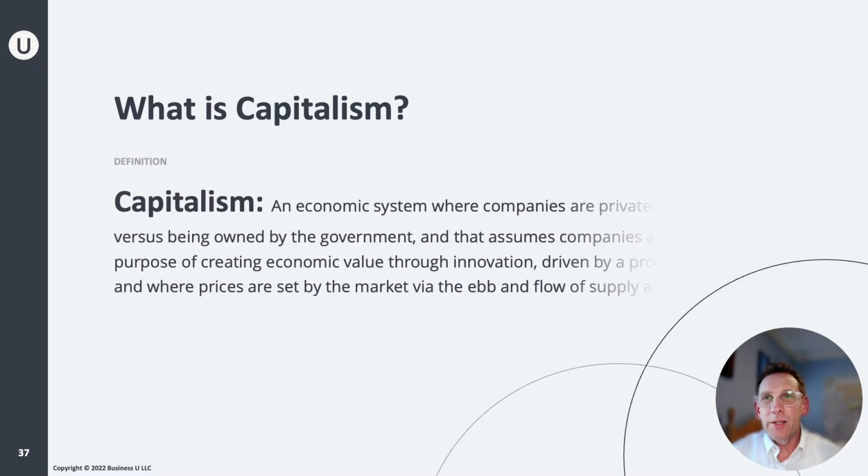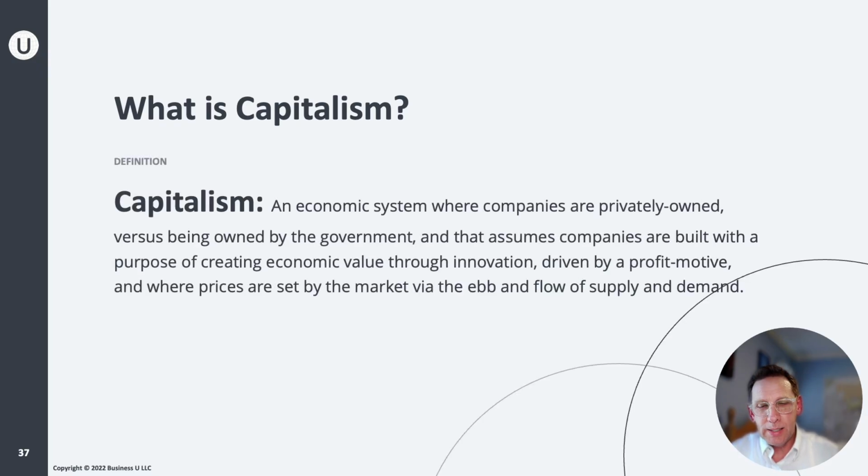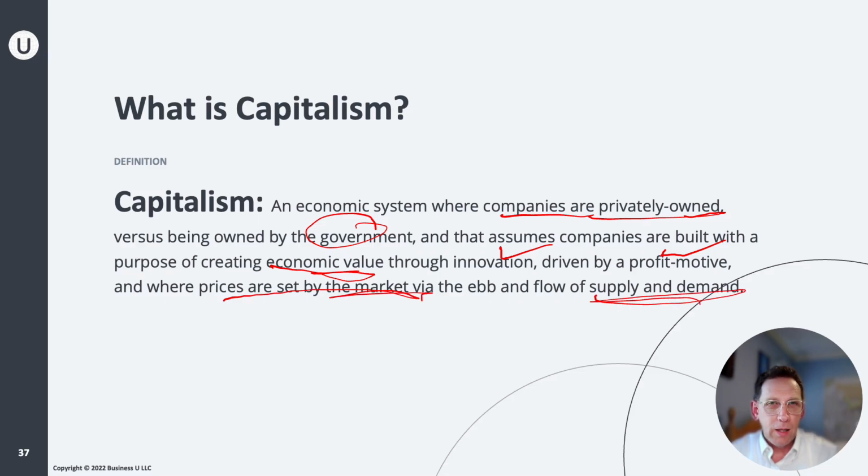And so we have something called capitalism. This is an economic system where companies are privately owned instead of being owned by the government. Capitalism, free market system. That's where companies are privately owned, there's little government, and it assumes that the companies are built with the purpose of creating economic value through innovation. They're driven by a profit motive, and prices are set by the market and the laws of supply and demand.